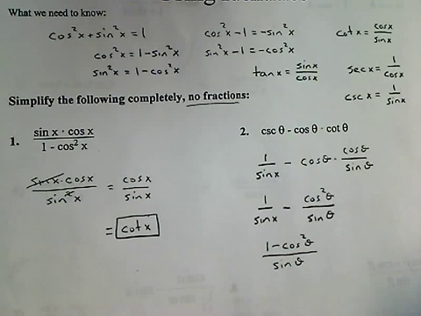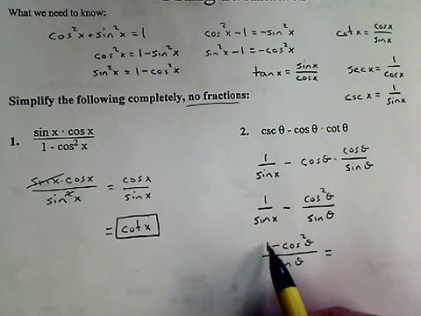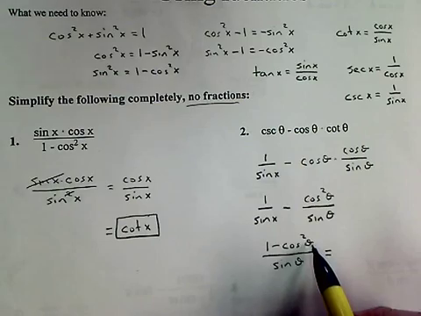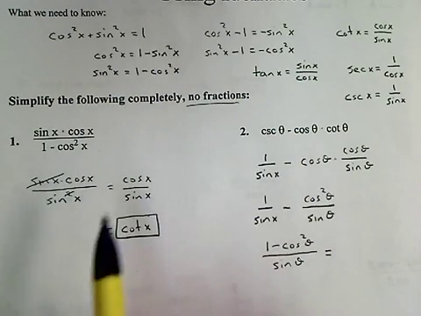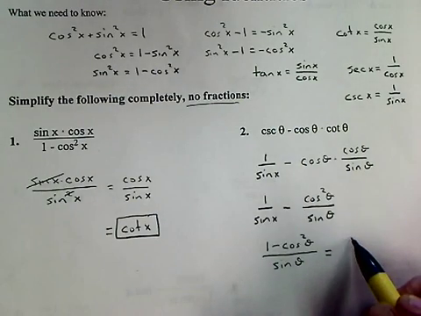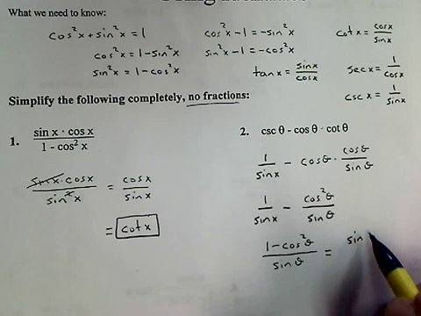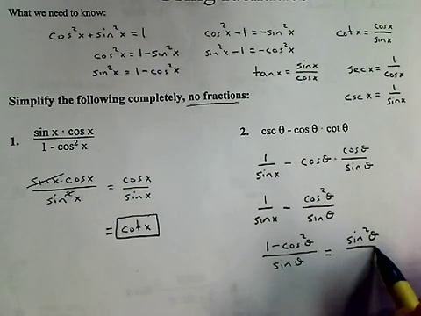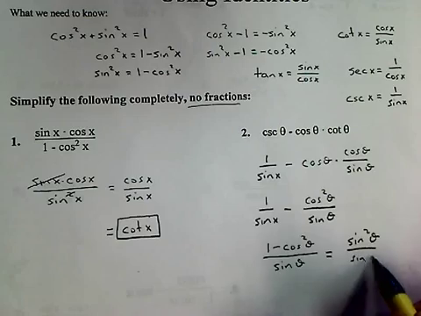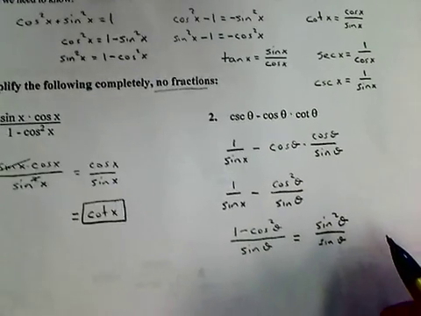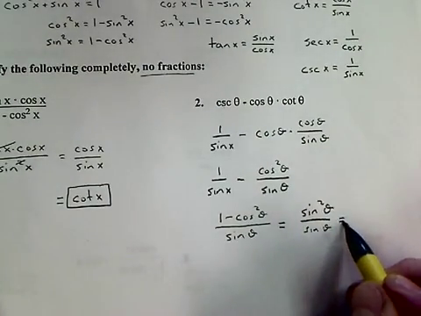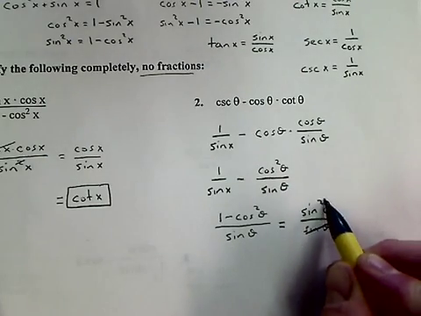Now those two fractions have become 1. Recognize that the 1 minus cosine squared theta can be replaced with sine squared theta, so I'll do that now. And then simplify by removing a sine from both locations.